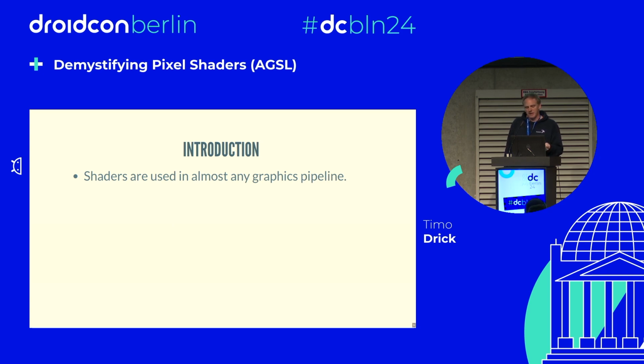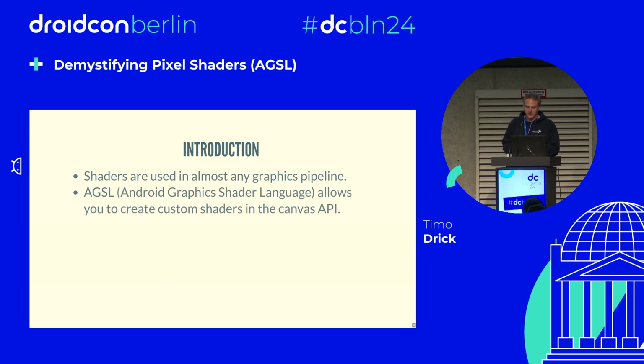Nowadays, I think every graphics pipeline uses shaders to draw everything. So Android, under the hood, also uses shaders. And today my talk is about AGSL, Android Graphics Shader Language. This is a new feature since Android 13. And there you can now program custom shaders using just the normal Canvas API. Maybe all of you know the Canvas API to draw circles, lines, and stuff like that.